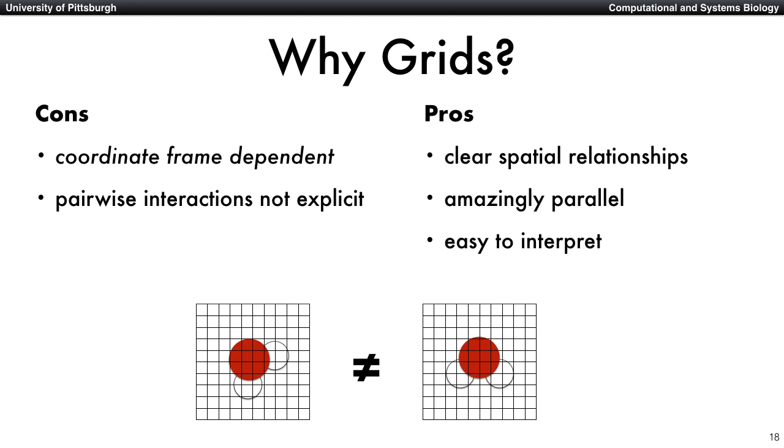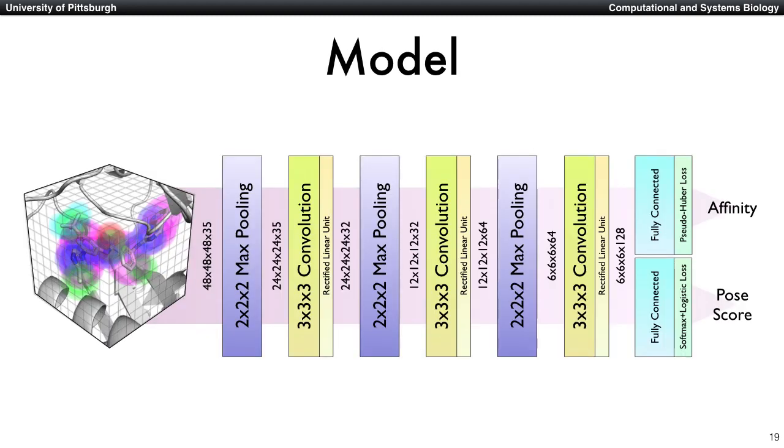On the flip side, all the spatial relationships, whether they're pairwise or something much more sophisticated, are right there, right? It's a 3D picture. And it's embarrassingly parallel. You can put this on an NVIDIA GPU and it just streams. So it's easy to interpret things. You can put things back onto that grid and look at them in PyMOL. And this is the sort of model we use. It's fairly straightforward. It's three layers of pooling and convolution, and we generate a pose score, whether this is a good pose or not, and an affinity.